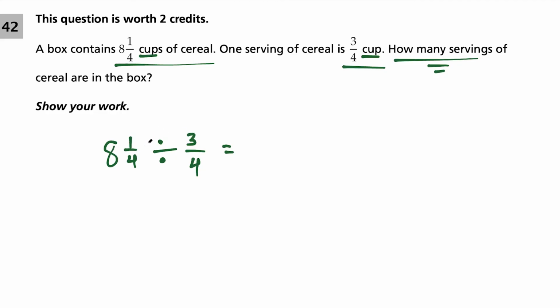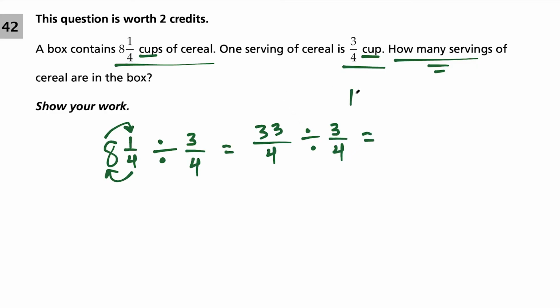So now we could go forward, and we're going to convert this into an improper fraction. So we're going to have 4 times 8 plus 1. 4 times 8 is 32, plus 1 is 33. So this is going to be 33 over 4. I'm writing this as an improper fraction. That way it's going to be easier for us to divide these fractions.